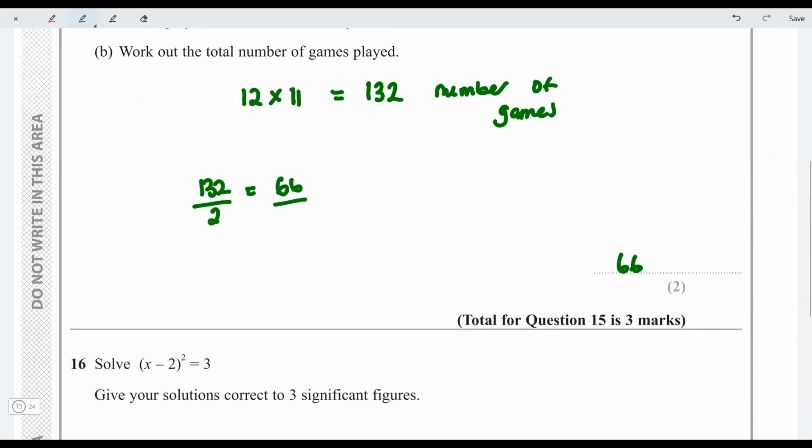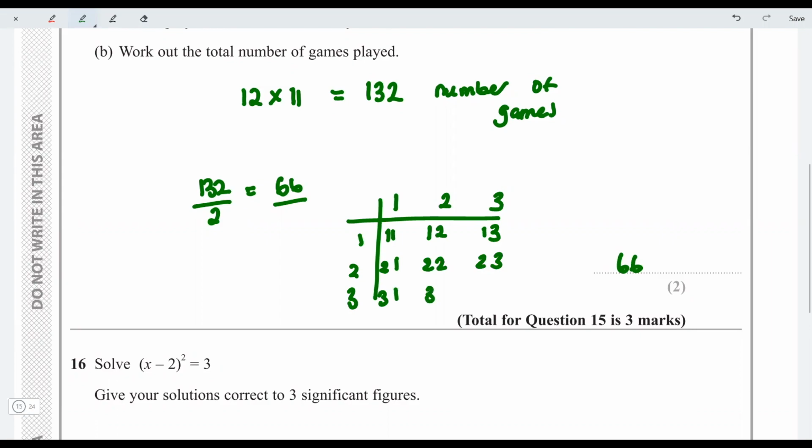Because, for example, I'm just going to do team 1, team 2, and team 3. So that's 1,1; 1,2; 1,3; 2,1; 2,2; 2,3; 3,1; 3,2; and 3,3. Well, first of all, 3,3 can't play. 2,2 and 1,1 can't play with each other because they're exactly the same. Then I've got 2,1 and 1,2. They're the same. 3,1 and 1,3 are the same. And then 2,3 and 3,2 are the same.